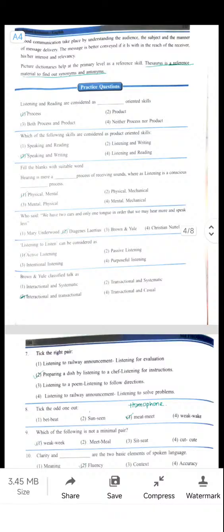And next. So we will go for the practicing bits here. So let it be started.